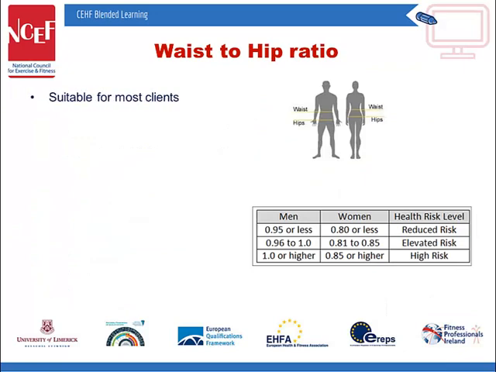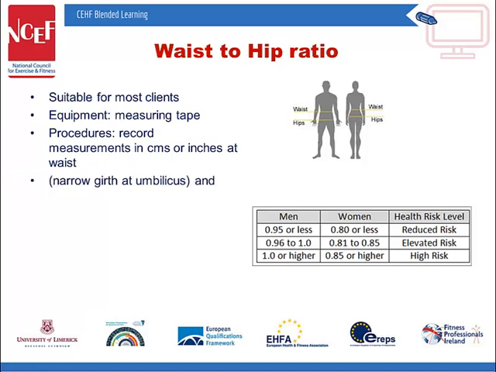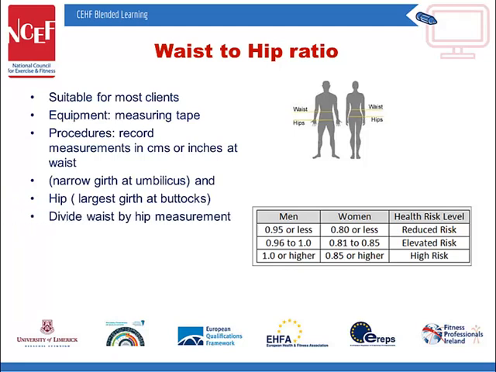The next one we're going to look at is the waist to hip ratio. Again, a field test, very easy to do, no expensive equipment needed, and it's suitable for most clients. The equipment needed is a measuring tape. The test procedures: record the measurements in centimetres or inches at the waist, at the narrowest girth around the belly button, and again at the hip with the largest girth around the buttocks. Divide the waist by the hip measurement and check the table for standards.